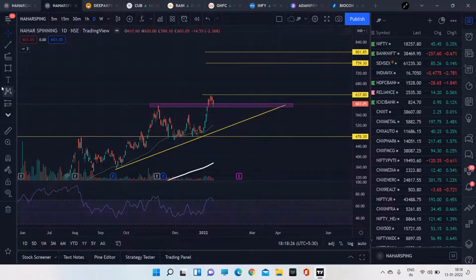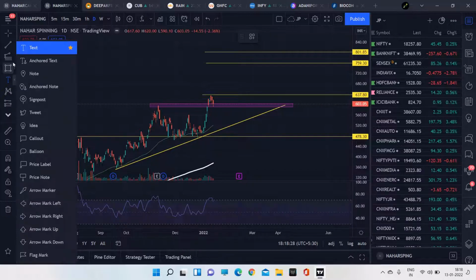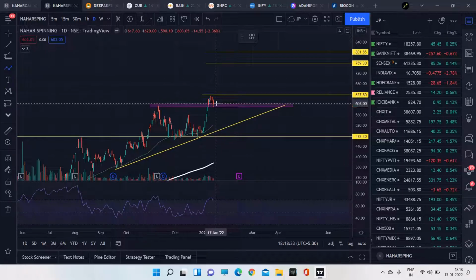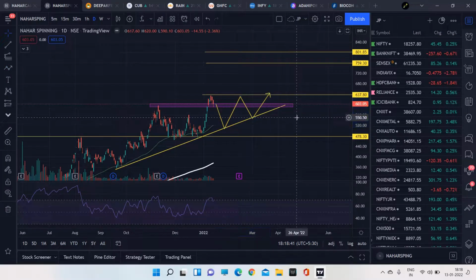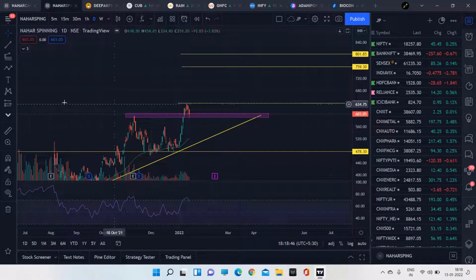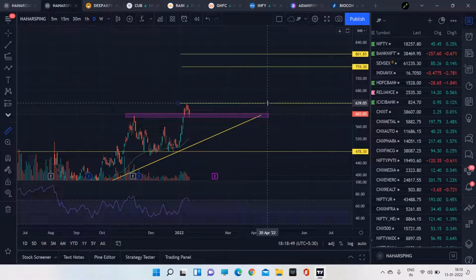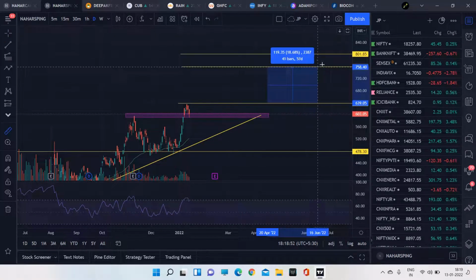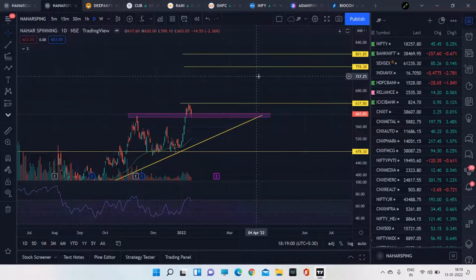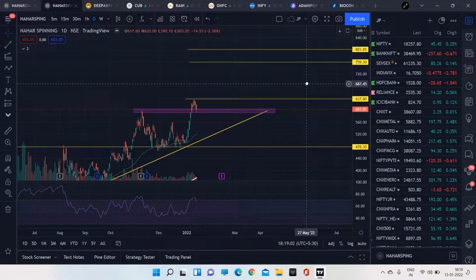Once it consolidates and gives a clue, I'll just draw a path to better understand it. Currently it is at this level. If it comes down to these levels, wait for it to breach this level of 637.80. Once it breaches this level, then you can take an entry in the stock and hold the position till you reach the first target of 759 and the second target of 798. So that amounts to almost 25% overall until 800.